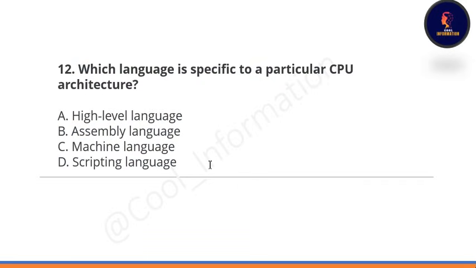Next question. Which language is specific to a particular CPU architecture? Options are high-level language, assembly language, machine language, or scripting language. Correct option is option B, which is assembly language.